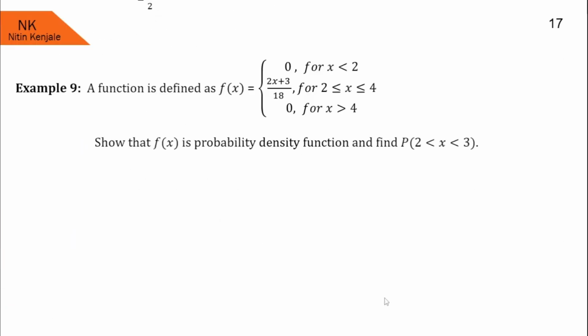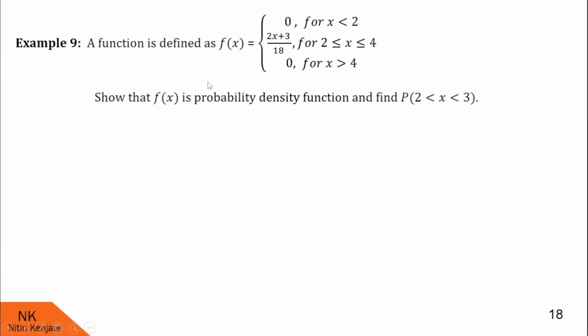After this, we go for the next example, where function f of x is defined as this. We have to show that f of x is a PDF and we are asked to find P of x between 2 and 3. Let's go for the solution.